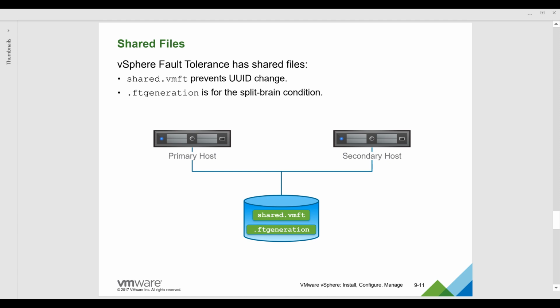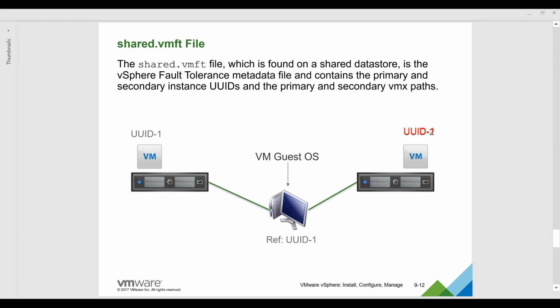Fault tolerance has some shared files. The file called shared.vmft prevents a UUID change. That way it'll be the same on the secondary. The .ft generation file is what it uses in case it runs into a split brain condition. The shared.vmft is found on a shared datastore, and this is the metadata. It contains the primary and secondary UUIDs of the machines and the primary and secondary VMX paths.